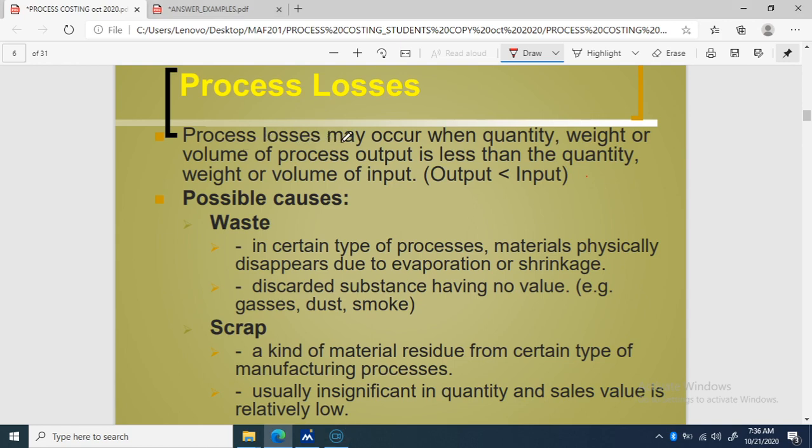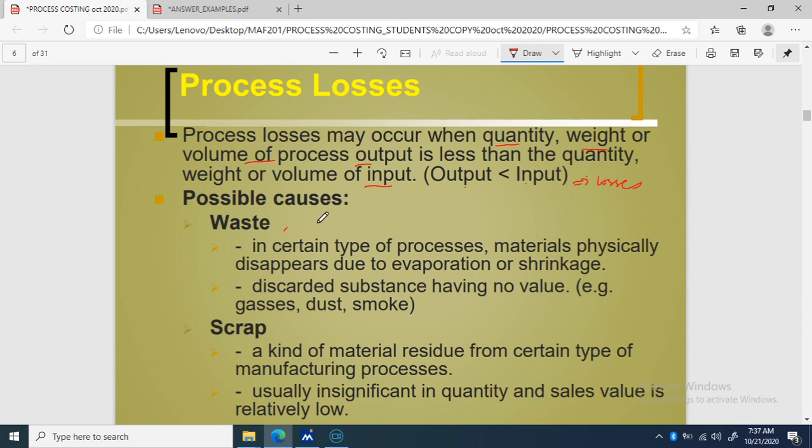Process losses may occur when the quantity, weight or volume of process output is less than the quantity or weight of input. So output is less than input, so there are losses. What are the possible causes of losses? They are waste or scrap.